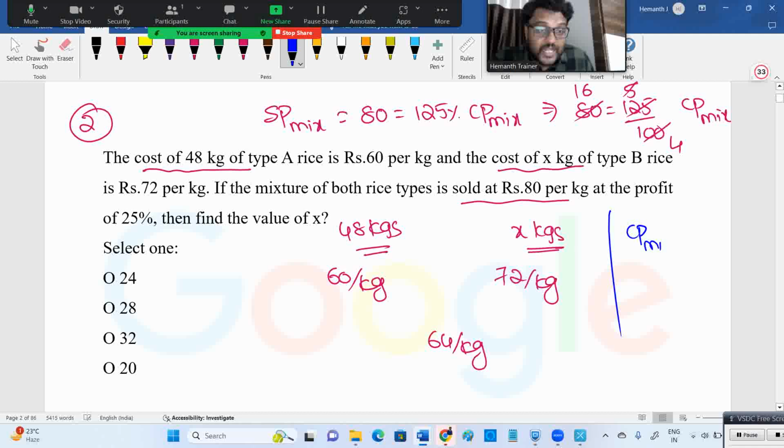Okay, 80 is the selling price. We want cost price. All should be in cost price. Here is the cost price, but this is the selling price, so we are converting into cost price. The mixture should be in the middle. And we already discussed one of the examples.